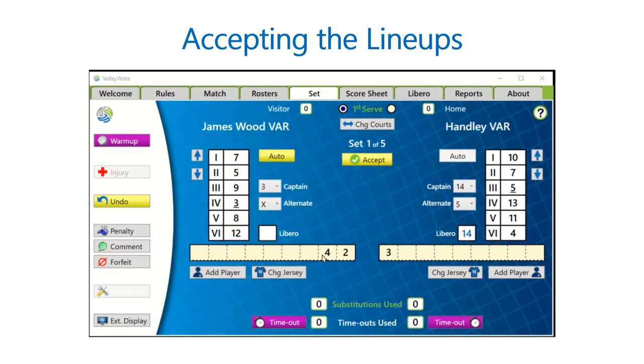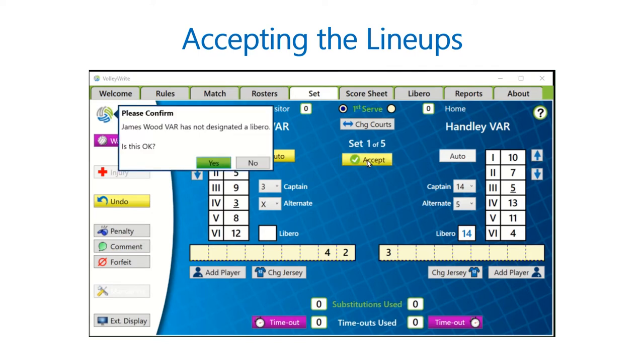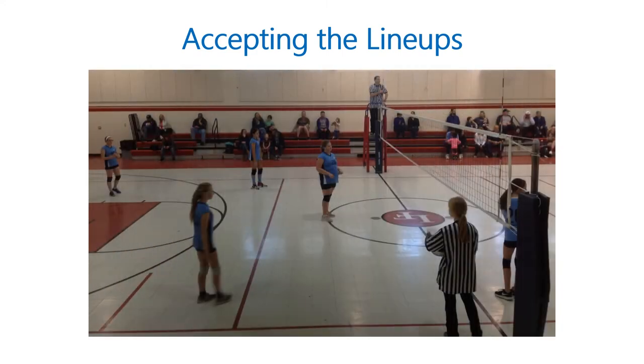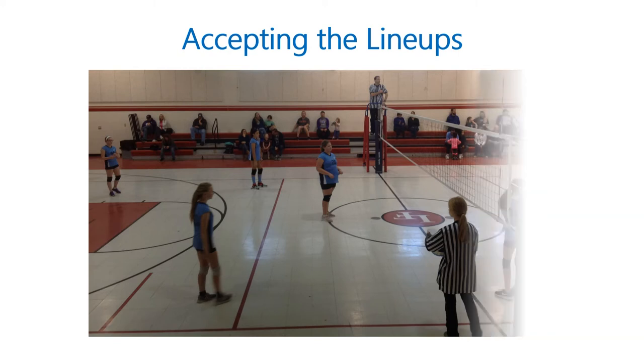If a libero box is empty when you accept the lineups, VolleyWrite confirms that the team is not playing with a libero. This is especially important at the beginning of the first set of the match in USA Volleyball and FIVB because it affects libero use for all sets in the match. When the R2 checks the court, make sure the lineup on the screen matches the court. It's easier to address a problem now than after play has begun.